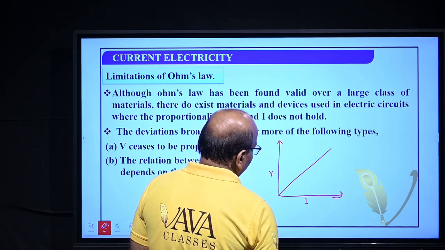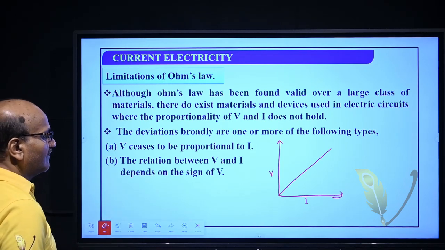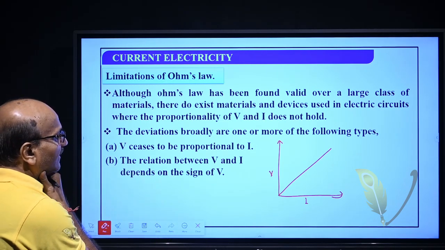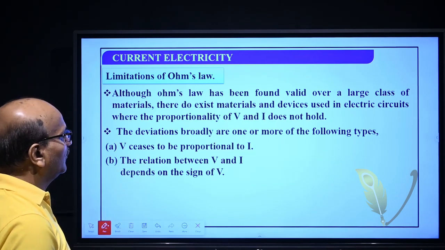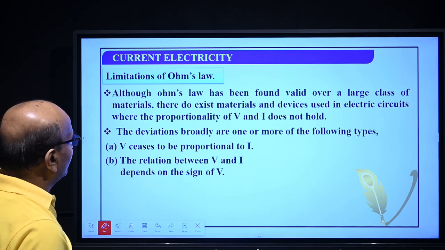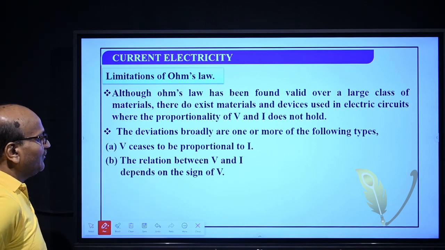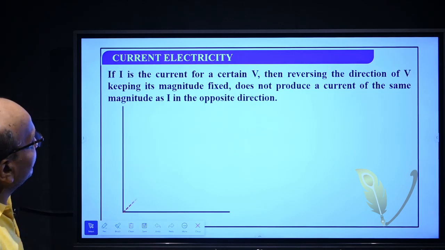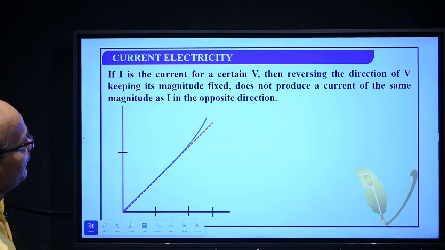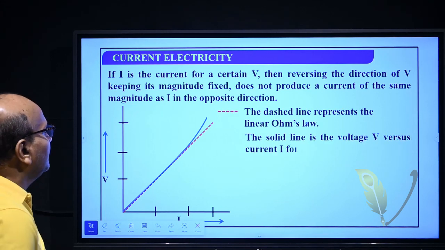So this is the voltage-current graph. If the VI graph is a straight line, then it is called an ohmic conductor. If it is not a straight line, then it is called a non-ohmic conductor. Therefore, the deviations broadly are one or more of the following types. V ceases to be proportional to I, and the relation between V and I depends on the sign of V. So if I is the current for a certain voltage V, then reversing the direction of V, keeping its magnitude fixed, does not produce a current of the same magnitude as I in the opposite direction.